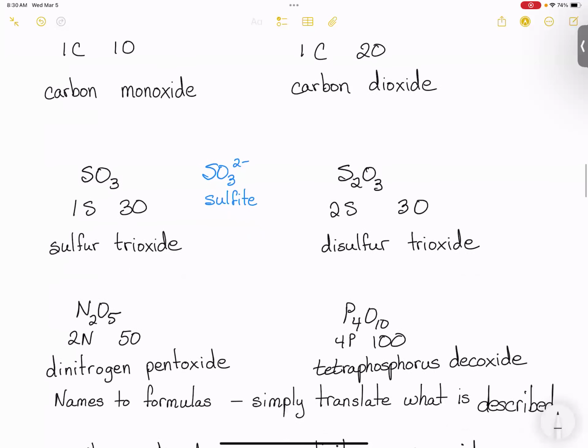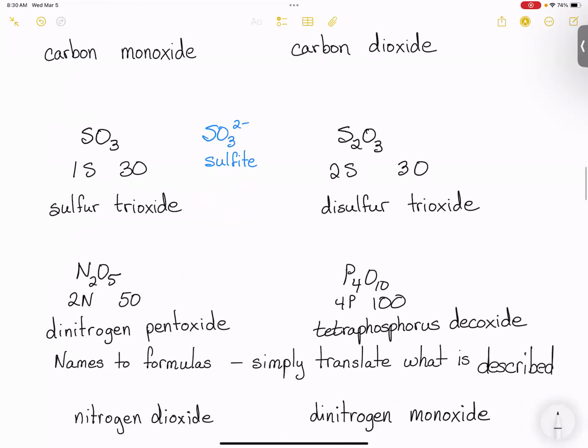When you go from the names to the formulas, you are going to simply translate what is described. That's the beauty about binary covalent molecules. We flat out tell you what is in each one.